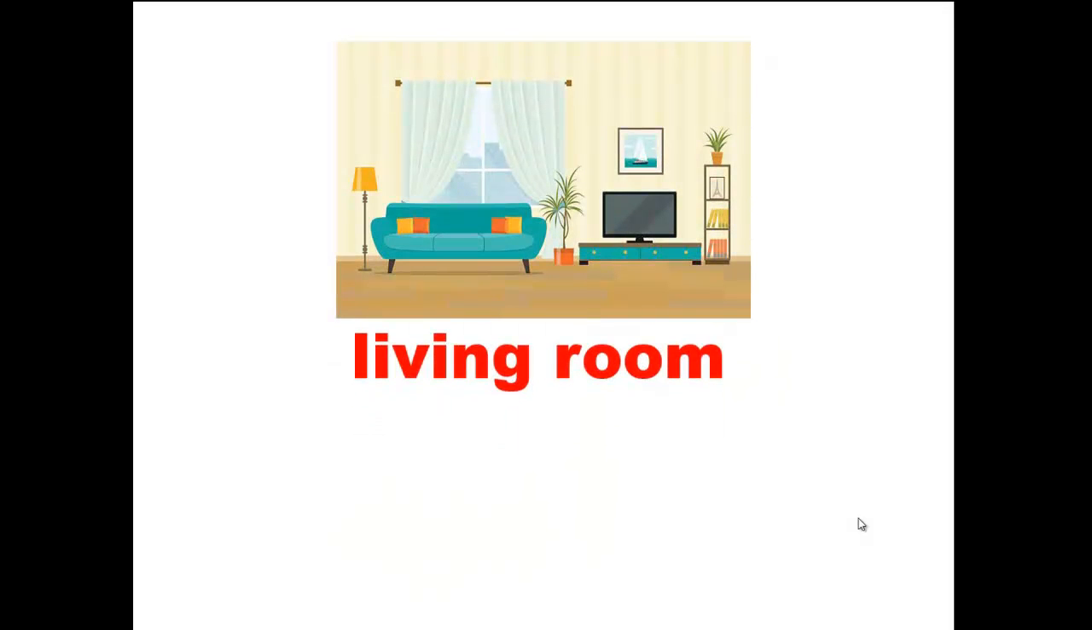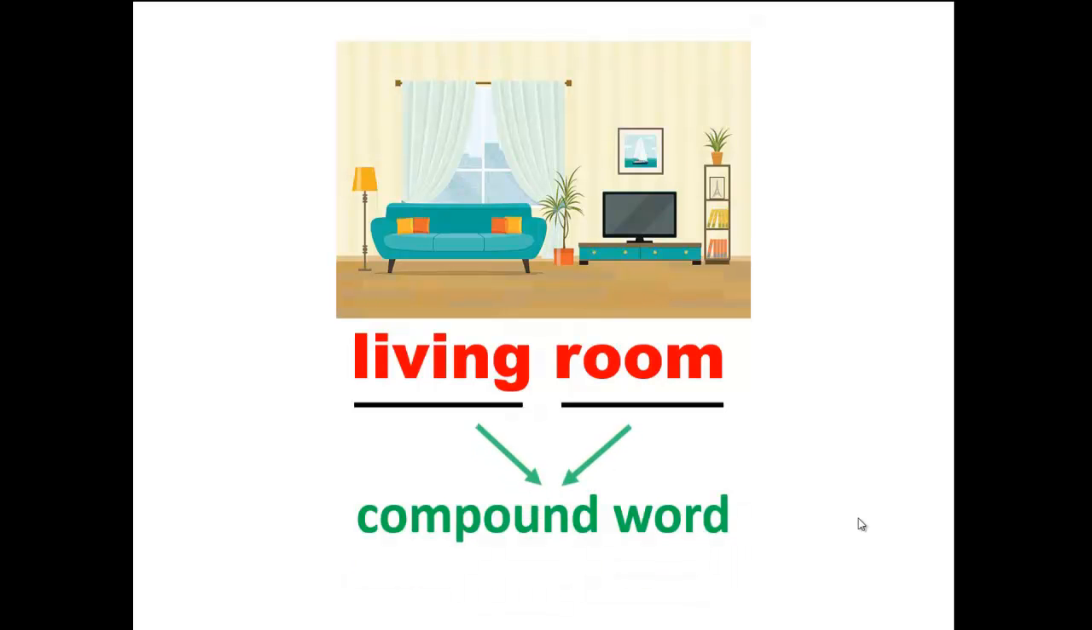Living room. The term living room, how many parts is it made up of? It's made up of two words. The first word is living. The second word is room. Both words are used together to refer to a place. They make up a compound word.